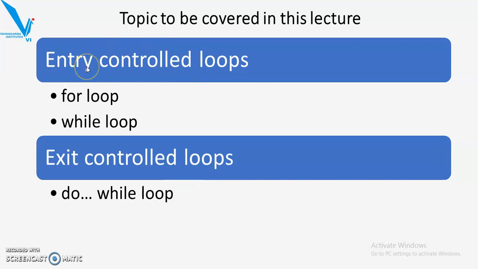In today's session, we are going to cover the two types of loop, that is entry control loop. In that we'll see the example for loop and while loop. And second one, that is exit control loop. In this we will cover the do while loop.